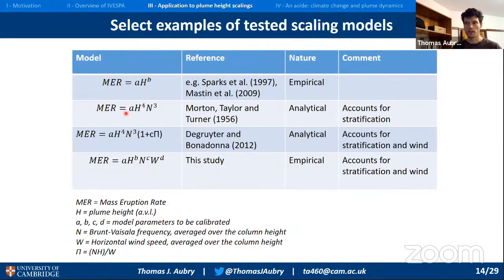Another really classic scaling is the Morton, Taylor, and Turner scaling, which links the mass eruption rate to the power 4 of the height and the stratification raised to a power 3. And this one is analytical. And then there is a range of other scalings that were proposed recently, but I'm going to show you results for the one of De Gruyter and Bonadonna 2012, which resembles the Morton, Taylor, and Turner scaling, but with a term pi here that incorporates wind effect. And then last, I'm going to show you a completely empirical scaling, which is just an extended power law relationship with the stratification and the wind incorporated.